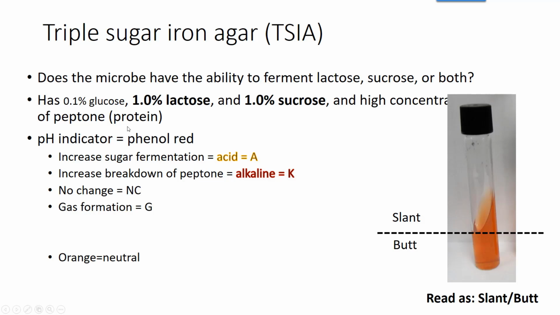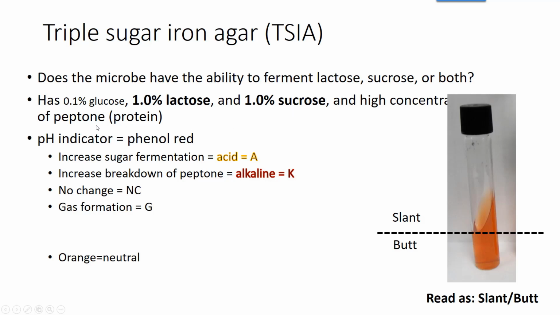So on your worksheet for TSI, there are 2 rows. There's a TSI fermentation and there's a TSI H2S. H2S is coming up. We don't care about that row right now. We're going to fill out the TSI fermentation row. So the substrates on your triple sugar iron are glucose, lactose and sucrose, and peptone. So you really have 4 substrates in here. We're really focusing on the lactose or the sucrose and not the glucose of the 3 sugars though.